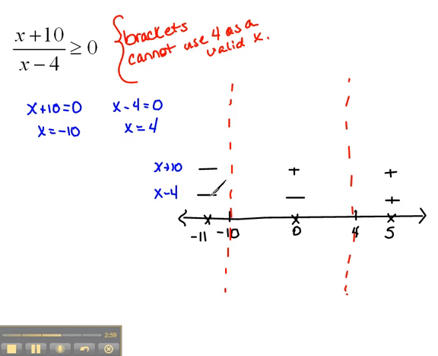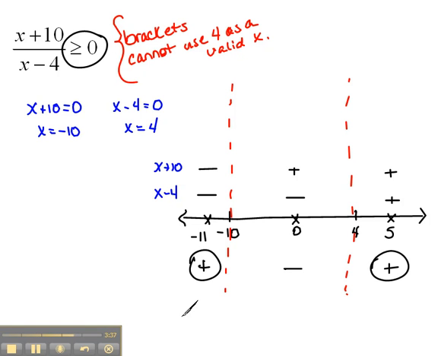Now let's look to see what happens when we put those things together, because remember, we're dividing those two factors. So a negative divided by a negative would be a positive. A positive divided by a negative would be negative. And a positive divided by a positive would be positive. Now we need to decide which of these areas we are going to take as part of our answer. Well, we're looking for the ones that are greater than or equal to 0, so that would be where the signs are positive.